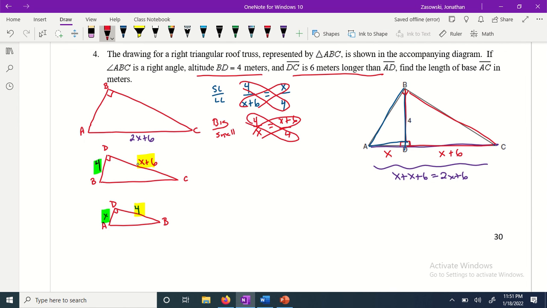Okay, let's go ahead and finish. So 4 times 4 is 16. X times x plus 6, we have to do that distribution here. So we're going to get 16 equals x squared plus 6x. Okay, we have ourselves a quadratic.